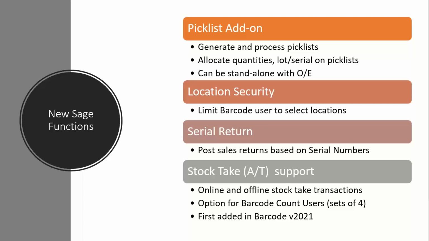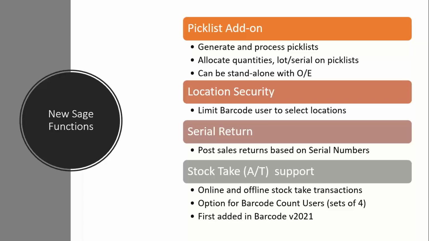So of course, just like our stock take module, we would recommend it to be used together with the barcode solution. But if the client does not want to use barcode yet, just note that the pick list can stand alone with OE, with no barcode. Another major enhancement that we have done is location security. So with barcode 2022, we are now able to limit which location in Sage the barcode user can post transactions against. So this is a major enhancement in terms of security.